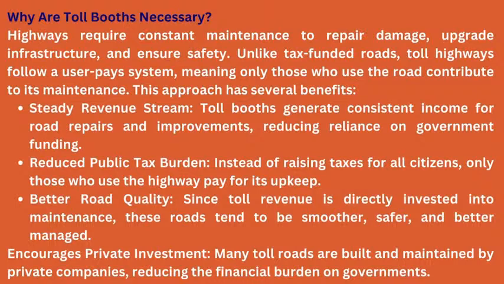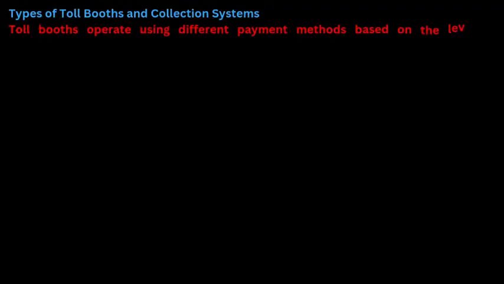Types of toll booths and collection systems. Payment methods vary based on the level of automation and efficiency. The main types include 1. Manual toll booths. Traditional booths where drivers stop to pay using cash or card. While simple, these booths can cause congestion, especially during peak hours. 2. Electronic toll collection (ETC) systems.